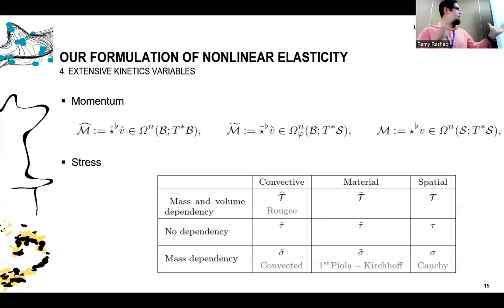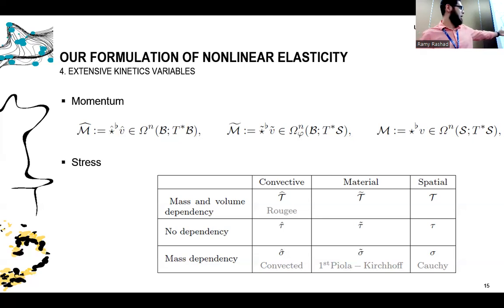And now the different representations, all of the different representations in the literature, can be boiled down to three variables. The reason why we have an abundance of stress representations is because sometimes we put in the mass dependency, sometimes we do them without any dependency, and sometimes we put the mass and the volume inside of them.